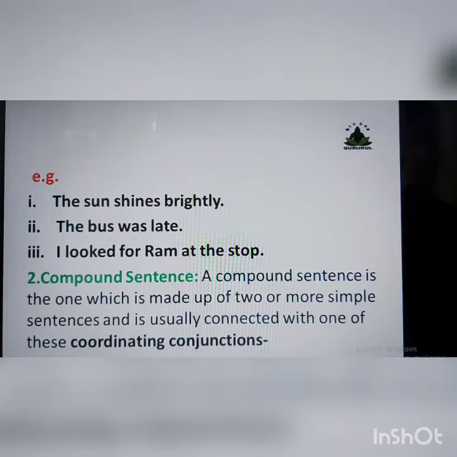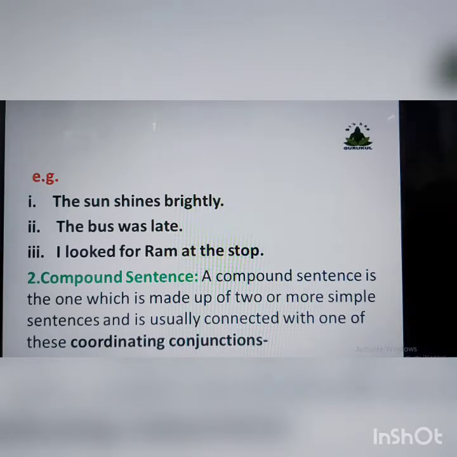Let's take one more example. Second, the bus was late. In this sentence, the bus is a subject and was late is a predicate and was is a finite verb. So it is an example of a simple sentence. Now let's take one more example. I looked for Ram at this stop. In this sentence, I is the subject, whereas looked for Ram at this stop is the predicate and looked is a finite verb. So it is an example of a simple sentence.